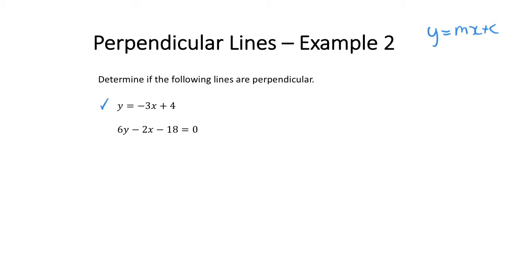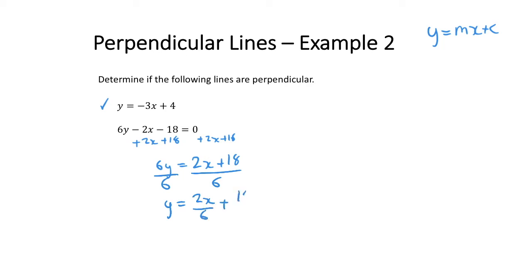The first adjustment I'm going to make is to remove that -2x minus 18 from the side with 6y and move it over to the other side. So I'm going to plus 2x plus 18 on both sides. So 6y is going to equal 2x plus 18. Then to get y by itself, I need to divide both sides by 6. So y is going to equal 2x over 6 plus 18 divided by 6. So y is equal to x over 3 plus 3.